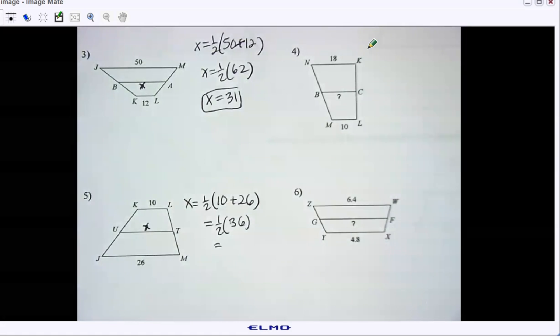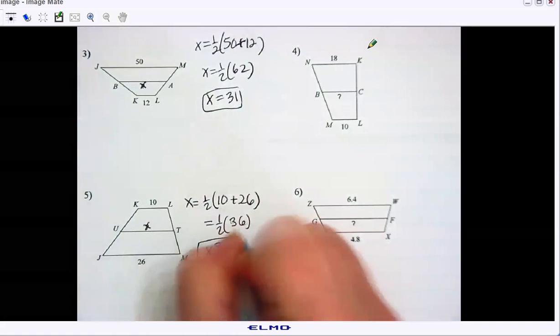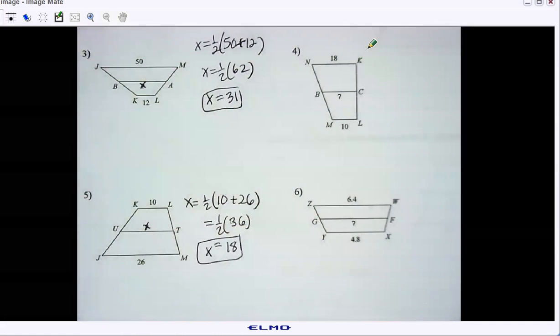18. Half of 36? 18. 18. Good. Okay. I see it in the chat box a couple times too.